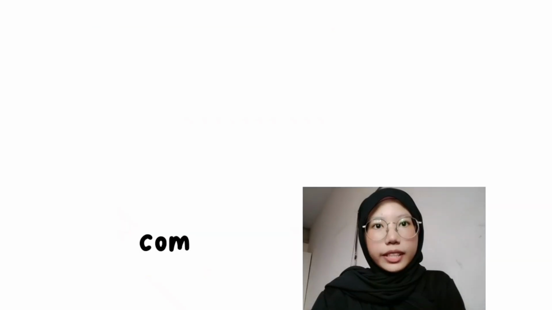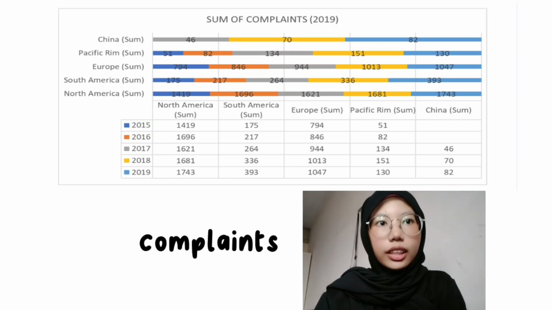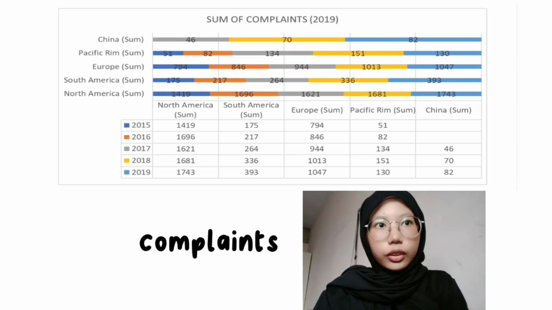Next is complaints. The table shows the data of complaints of performance loan equipment recorded for each year in North America, South America, Pacific Rim, Europe, and China in year 2015 to 2019. Since North America has a higher end user of loan equipment, we can see that North America also has the highest number of complaints in the year 2019, which is 1743 complaints.